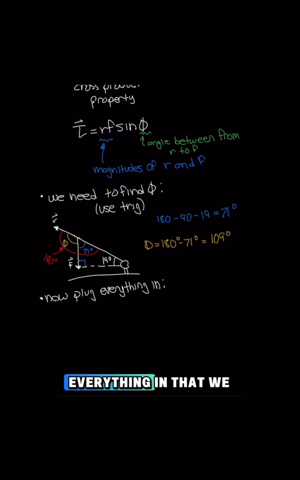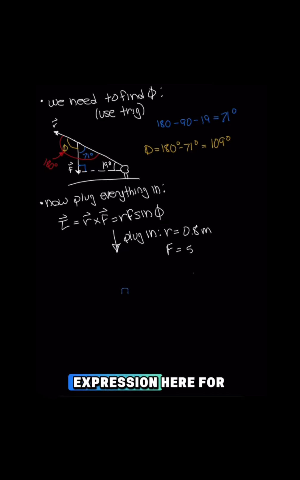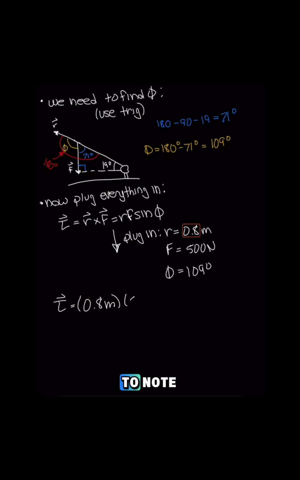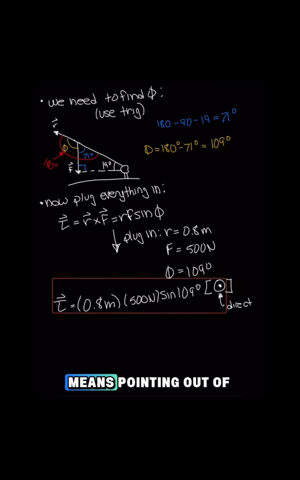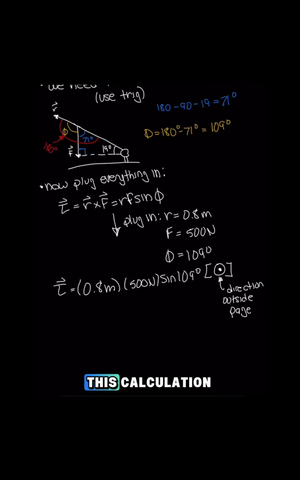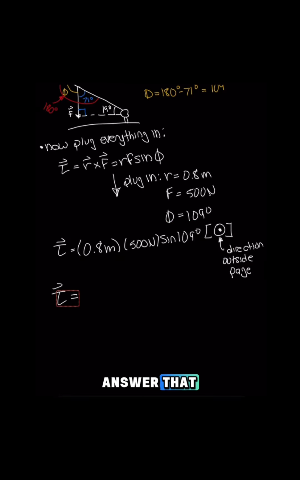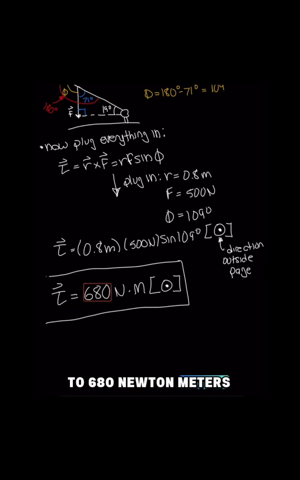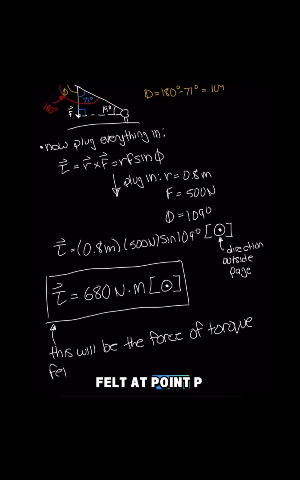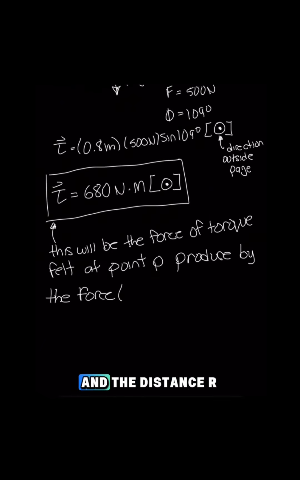Now we can plug everything in that we have, and we get this expression here for the torque. And I also want to note this symbol here just means pointing out of the page. And if we do this calculation, we get the final answer that the torque is equal to 680 newton meters pointing out of the page. I just want to note this would be the torque felt at point P, produced by the force at the distance R.